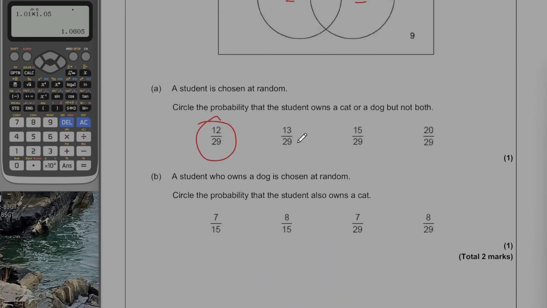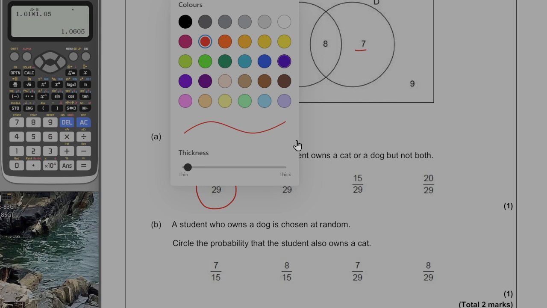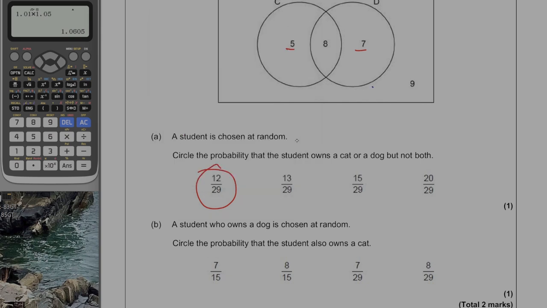Oh, sorry. Part B. A student who owns a dog is chosen at random. So student who owns a dog, let's change the pen. So we know that they own a dog. So we're looking at out of 15. Circle the probability that the student also owns a cat. So it's going to be 8 out of 15. So that one.